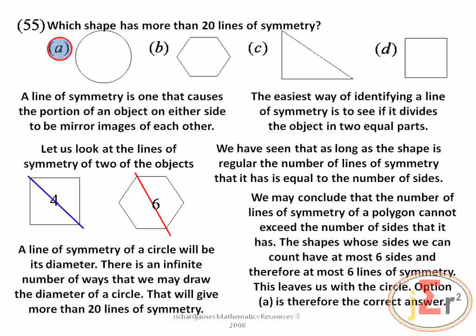A line of symmetry of a circle will be its diameter. There is an infinite number of ways that we may draw the diameter of a circle. Therefore, if we try to count the number of ways that we can draw the diameter of a circle, we will continue counting forever. So, there is an infinite number of ways that we can draw the diameter of a circle. That will give more than 20 lines of symmetry, of course. So, based on the final statement that we have made, option A is correct.